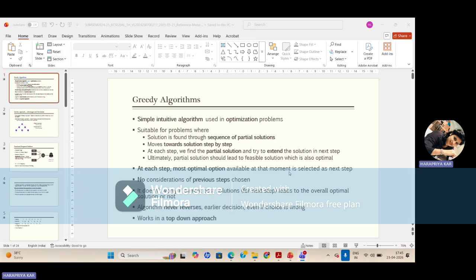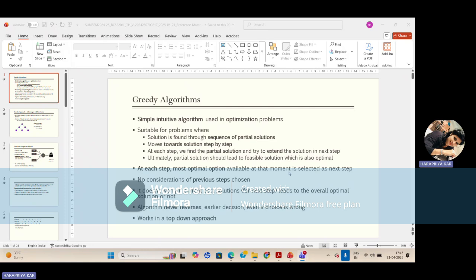Then, the algorithm never reverses an earlier decision even if the choice is wrong. So even if your choice is wrong, you cannot reverse the decision. That means once the algorithm has chosen a particular step and found the optimal solution, that is the final decision. Once the decision is taken, you can't change it. It works in a top down approach. This is very important: whenever we go with the greedy algorithm, it always follows the top down approach. So this is the basic concept of how we work with the greedy algorithm.